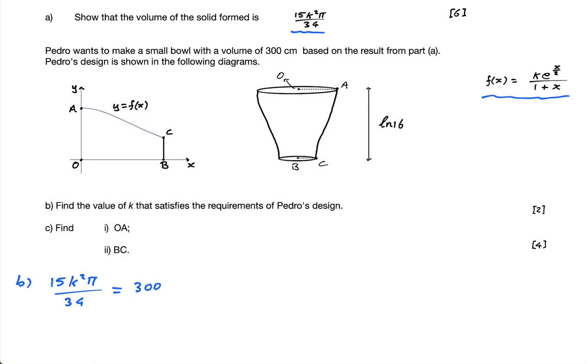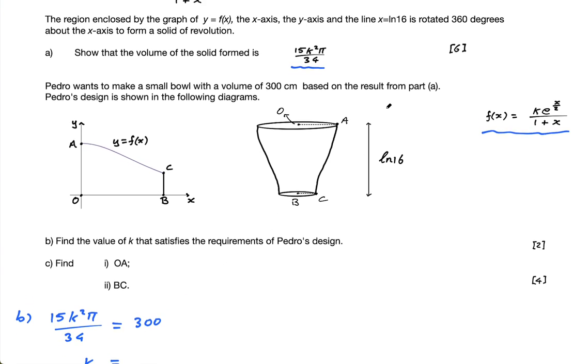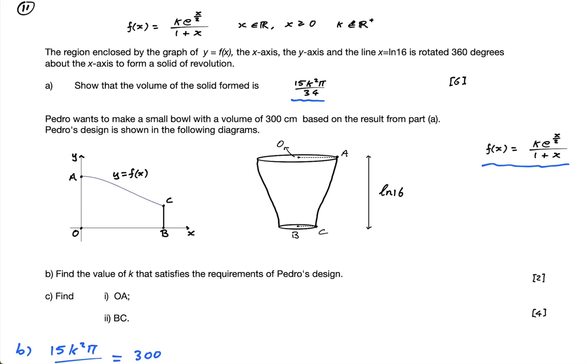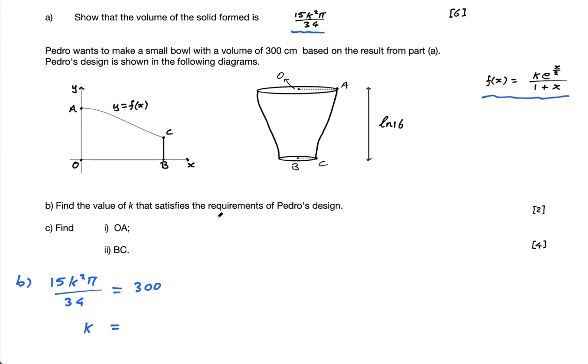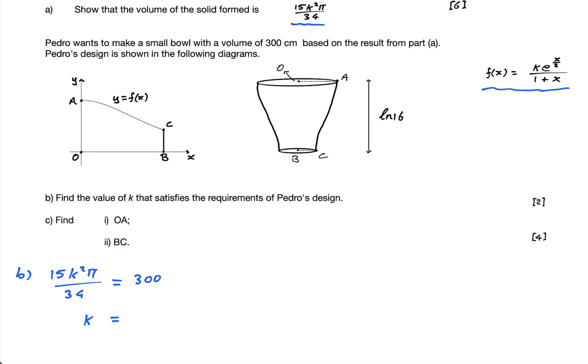Well, look, guys, you can multiply across and divide and then square root if you want, or just use your numerical solve. k has to be, does it have to be positive? Yeah, k is an element of the positive real numbers, so k has to be positive. So we're not going to use the negative answer.